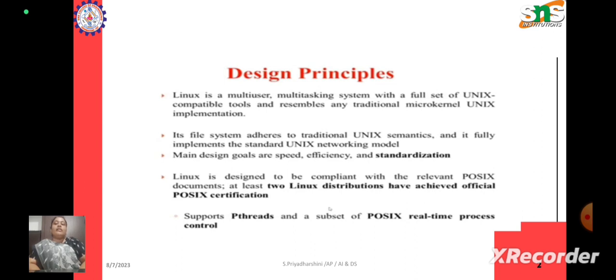We know that in POSIX standards there are a set of specifications which specify different aspects of operating system behavior. We have POSIX documents for common operating system functionality, as well as POSIX documents for process threads. We have POSIX documents for various real-time operations. All these standards are being followed by Linux distributions, and the Linux operating system supports POSIX threads as well as POSIX real-time process control. All this is being done in order to ensure standardization in the Linux operating system.